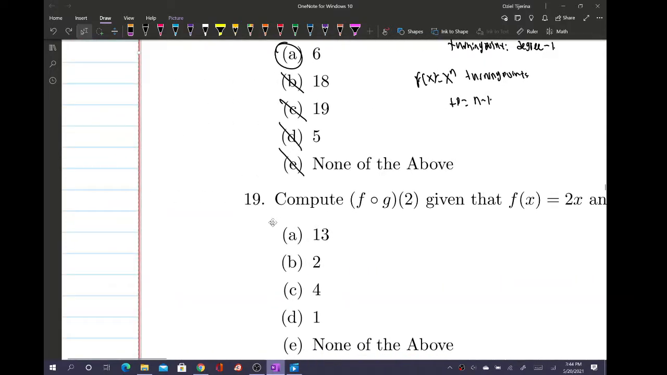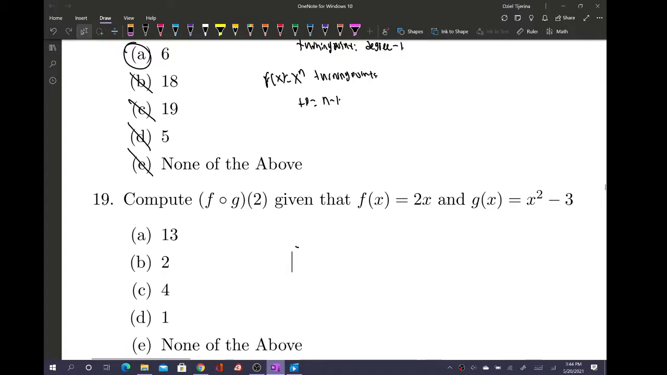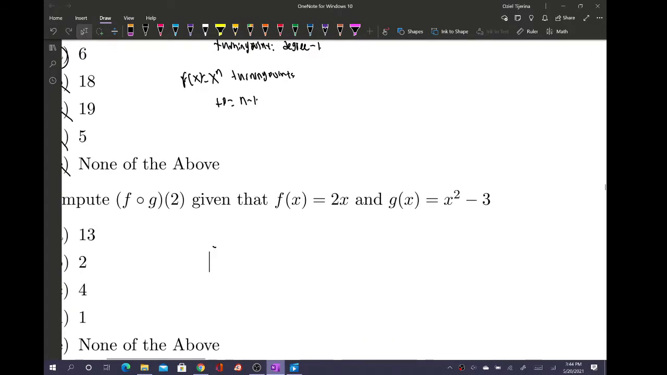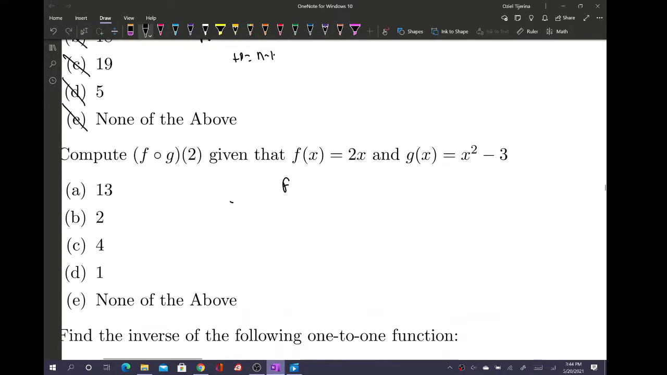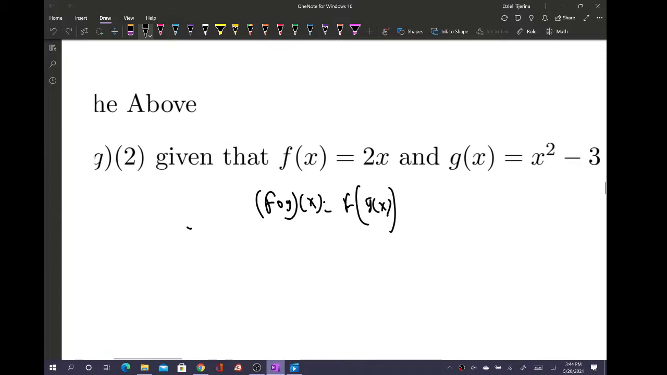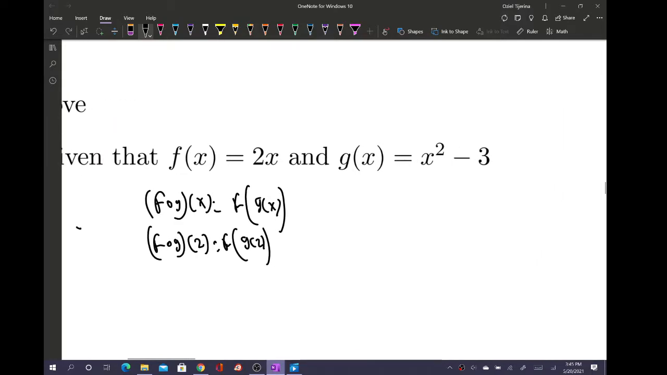Compute f composited of g of 2, given that f of x equals 2x and g of x equals x squared minus 3. This is number 19. So remember that f composited of g of x is equal to f of g of x. So f composited of g of 2 will be f of g of 2. And we first want to find g of 2, right?